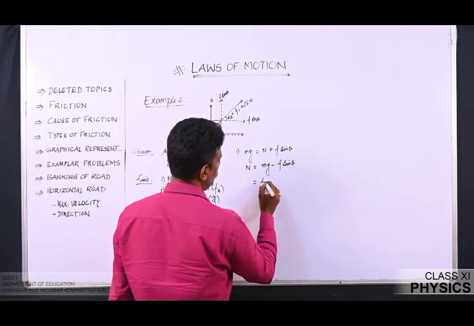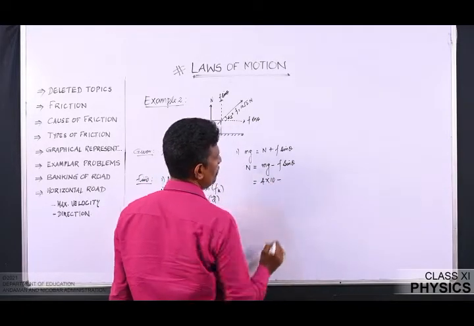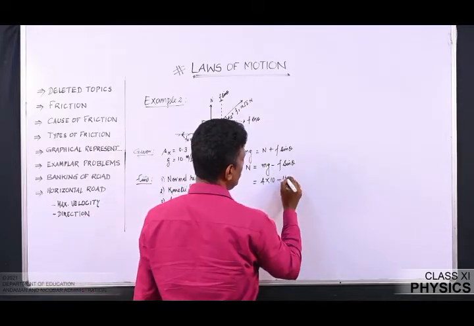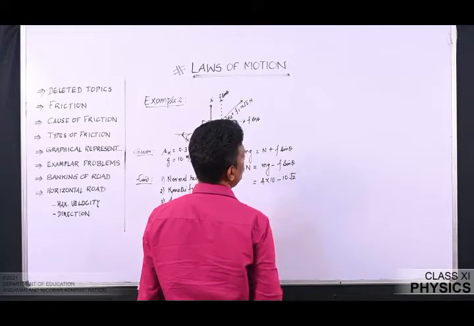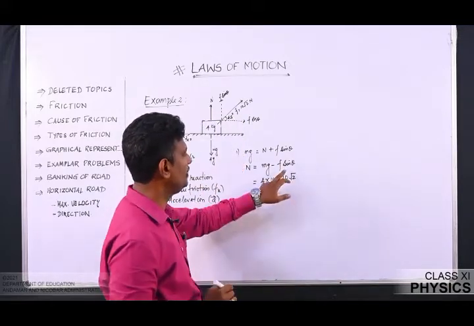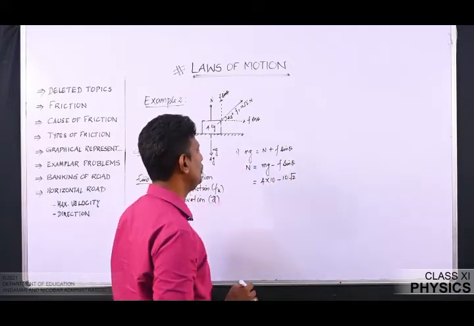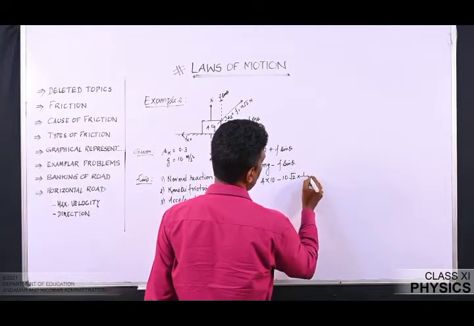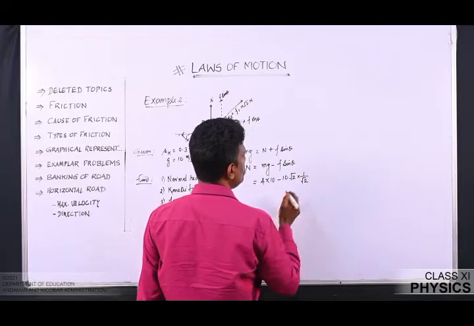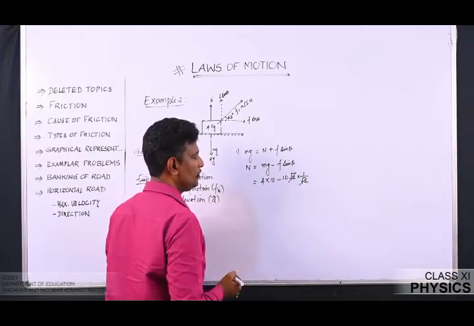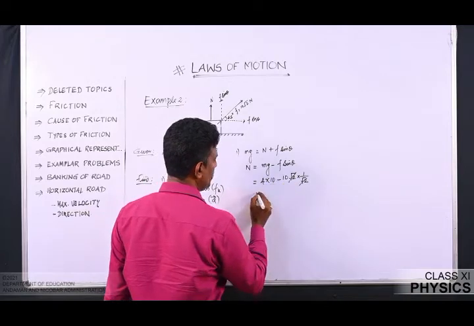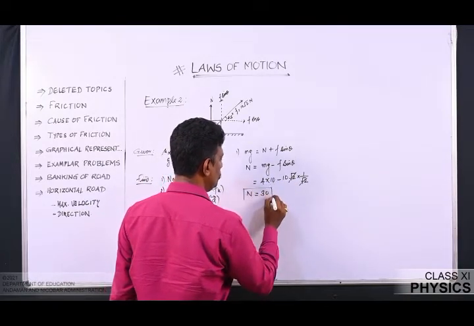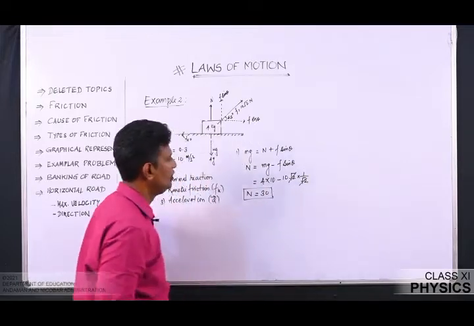mg is 4 into 10, minus, what is F given? 10 root 2 Newton. So, we can write 10 root 2 into, instead of sin theta we can write sin 45 degree. What is the value of sin 45 degree here? It is 1 by root 2. So, root 2 will get cancelled. 4 tens are 40 minus 10, that is equal to 30. So, normal reaction we have found, 30. So, first is over.